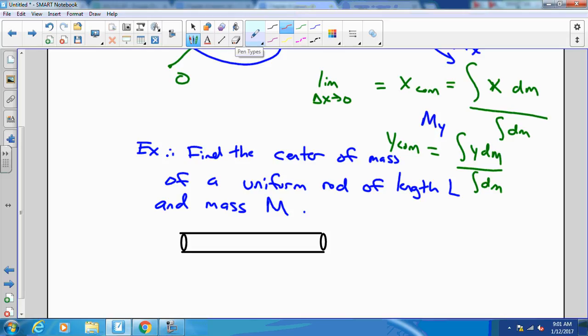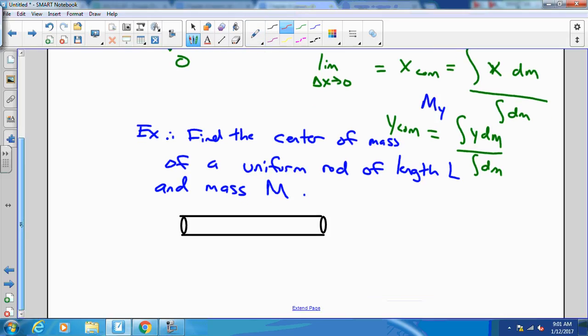Okay. First, I observe that the center of mass really is only in one dimension, so we only need to worry about x's in this particular case. And the second thing that we observe is that we need an origin, and so I'm going to pick the origin to be right here. If I pick the origin to be right here, then the end of the rod is out at L.